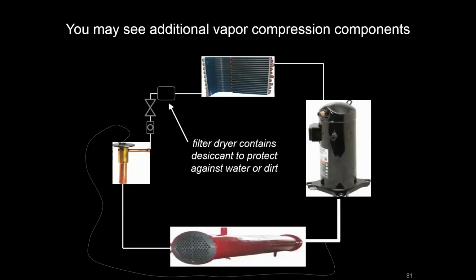Next, right there, we might have something like a filter dryer. So it's essentially a desiccant that's going to try to capture any water that may be in the system. And if you don't capture that water, you could have not just capacity loss, but you could have some acidic compounds forming in your refrigerant circuit.